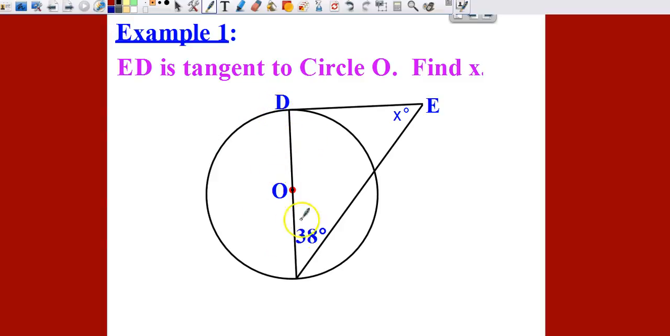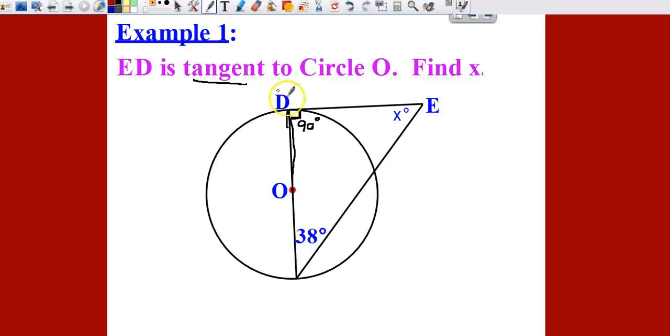So in this problem, example 1, again, we got a tangent line. We were told that this is tangent to circle O. So since we have a diameter here, then half of that's going to be a radius, and that radius will make a right angle with that tangent line. And so our goal is to figure out what angle X is. Well, if I know that's a right angle, that's 90 degrees.